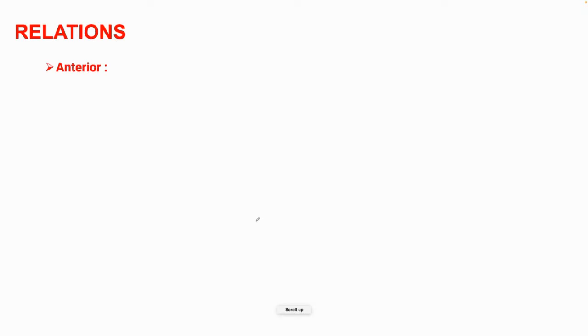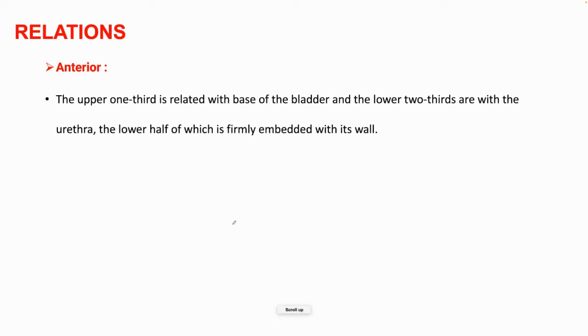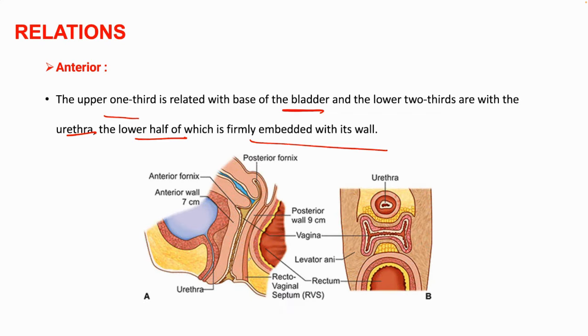Clear? Now if we talk about the relations of the vagina, anteriorly the upper 1/3 is with the bladder and the lower 2/3 is with the urethra, which is embedded in its wall. You can see again in the figure. So the lower 2/3 is with the urethra and the upper 1/3 is with the bladder.